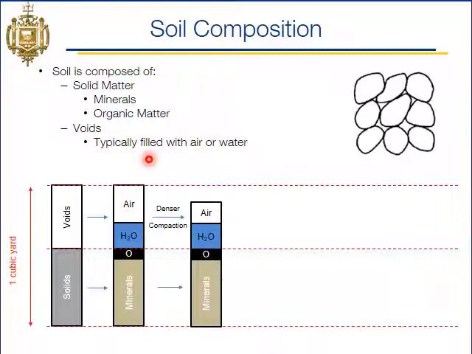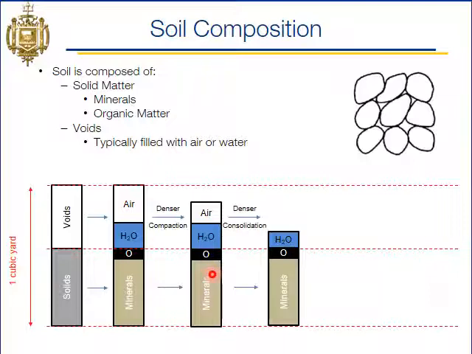We can compact the soil. In compaction, we remove air from a soil. When we do that, we make the soil more dense. We still have the same amount of minerals and organics and water. We have less air, so we have the same amount of mass and a smaller volume, so denser soil.